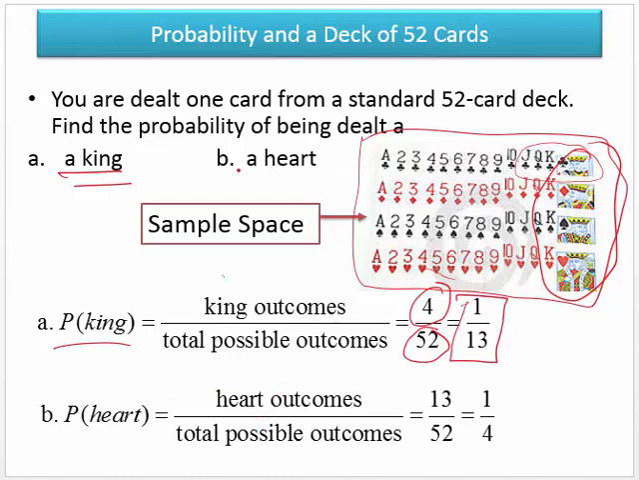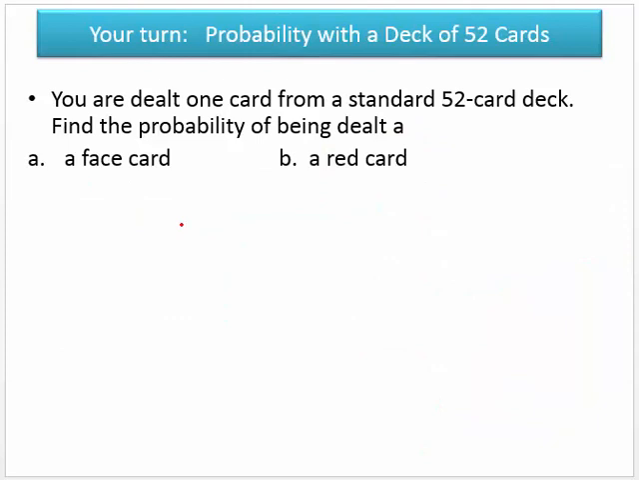What's the probability of being dealt a heart? The probability of being dealt a heart is 13 out of 52 because there are 13 hearts, which is our desired outcome, and there are 52 total, and that reduces to 1/4. That diagram there kind of shows you why it simplifies to 1/4. Now that we have the basics down, let's see if you can figure this out.